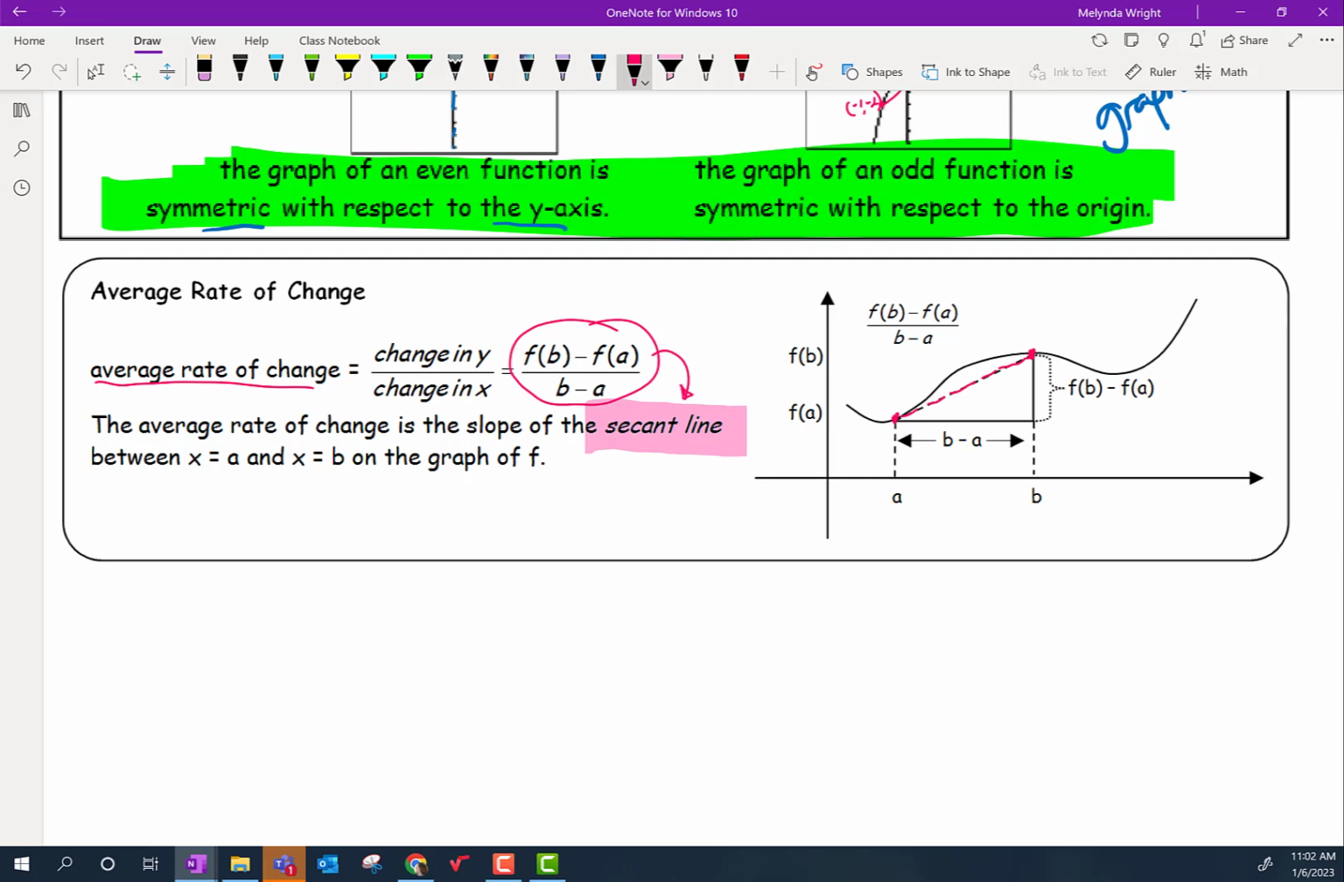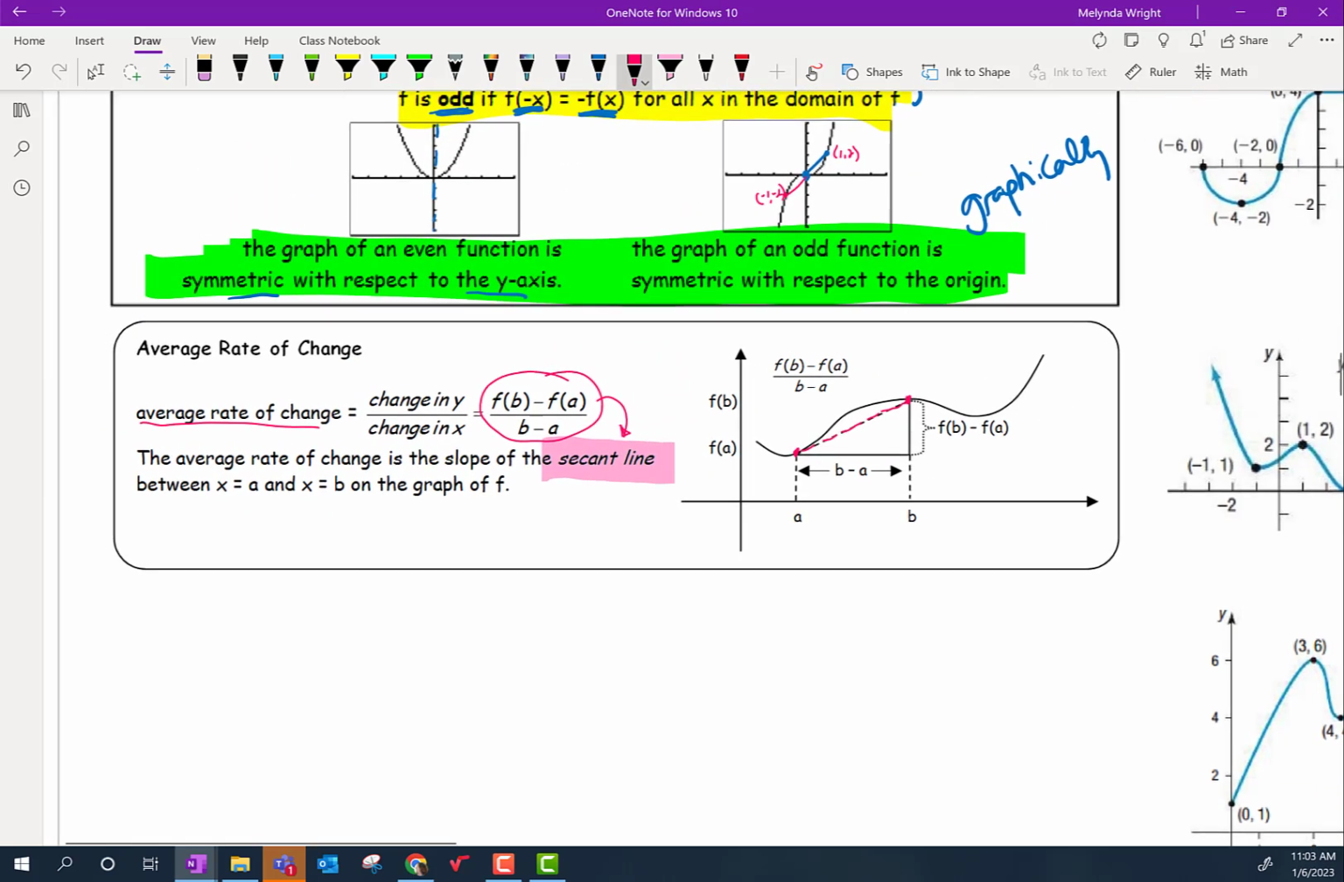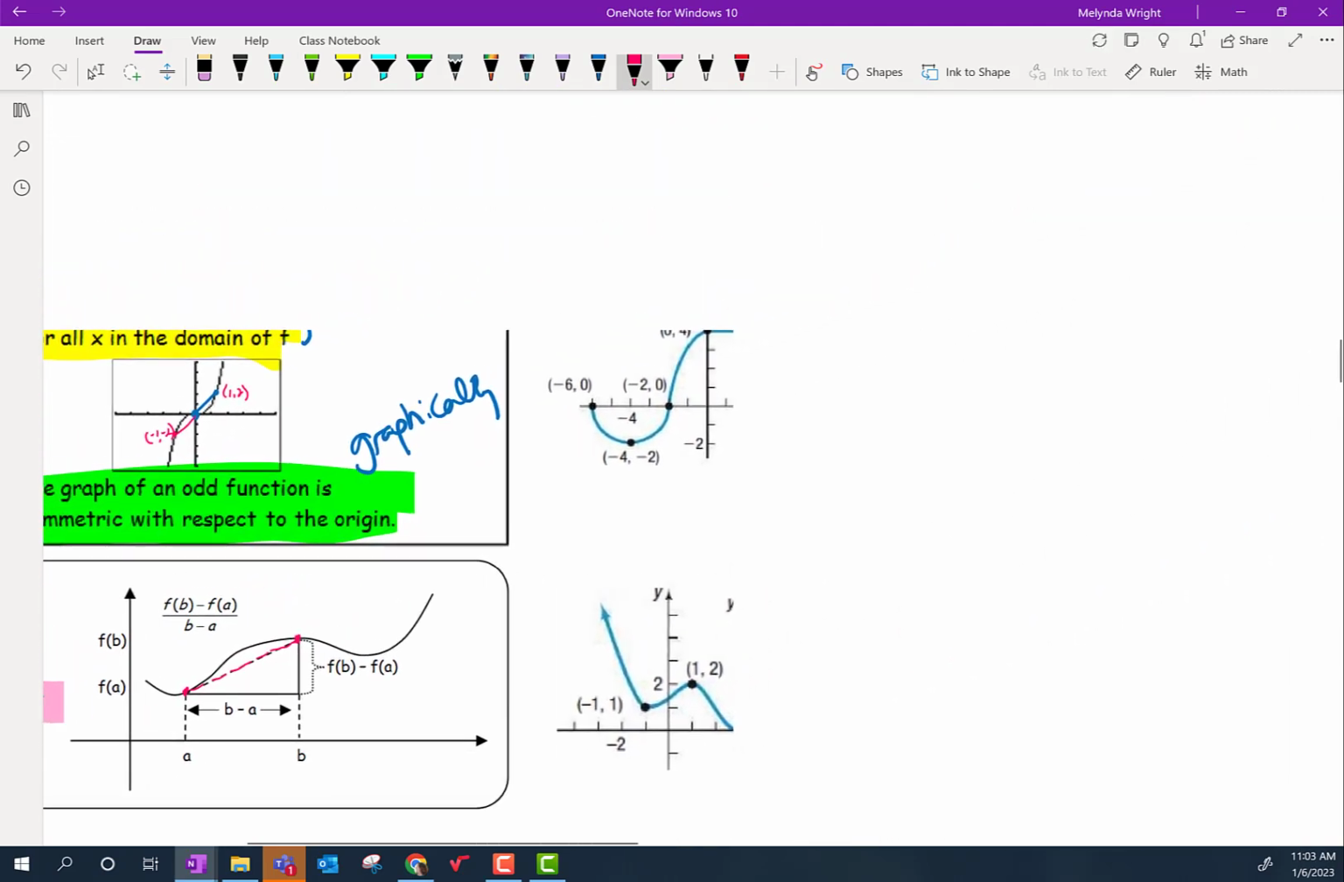We're getting into calculus concepts right here. The average rate of change is related to the secant line. As you look at it, it's really just calculating the slope of the secant line, which stands for average rate of change. Okay, so now let's look at some other things. Let's look over here.